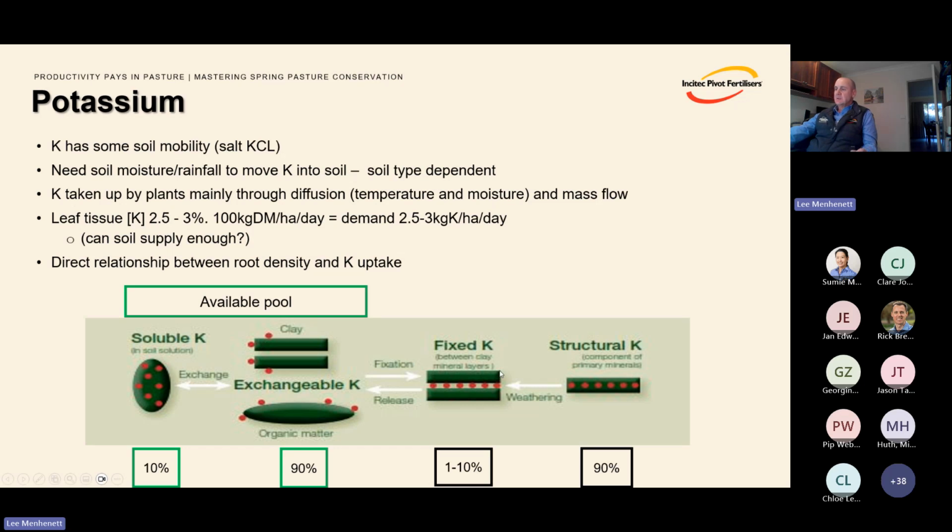So with potassium, there's a lot of K in the soil, but only a small amount, probably only about 10% of the total amount of potassium that sits in the soil, is in this available pool.